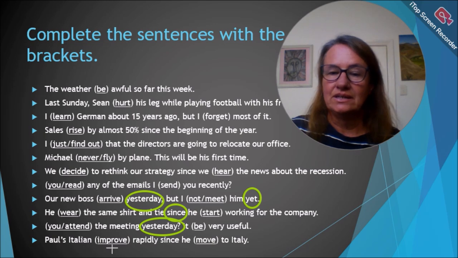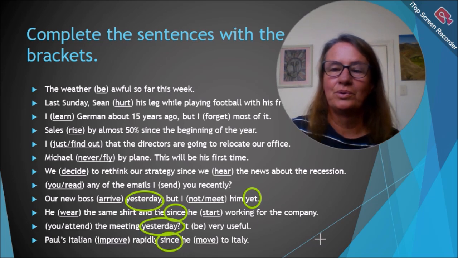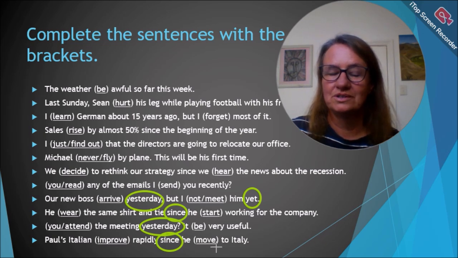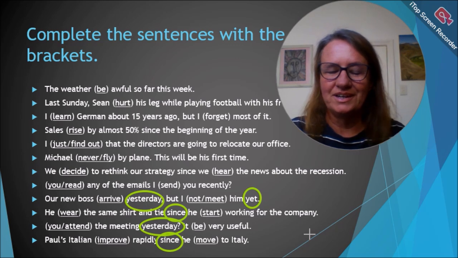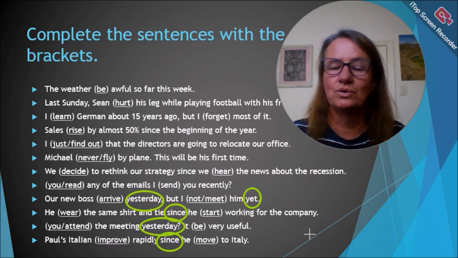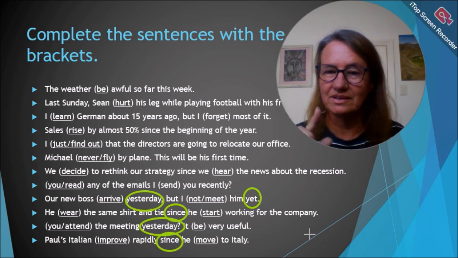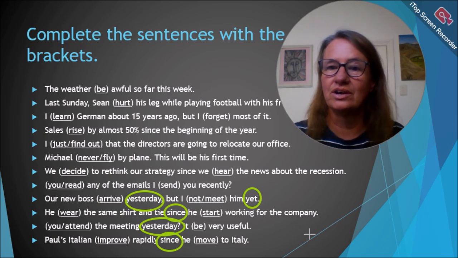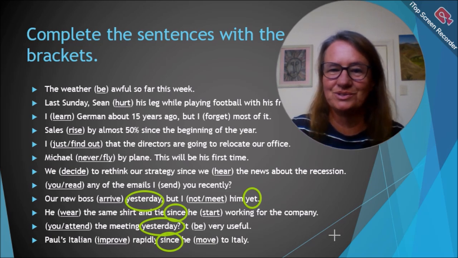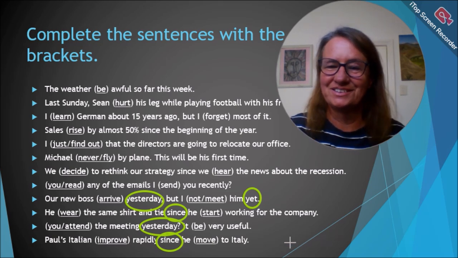Paul's Italian improve rapidly, means very quickly, since he moved to Italy. So I can hear you saying present perfect. So Paul's Italian has improved rapidly since he moved to Italy. I hope it's all becoming clearer for you. The important thing is to find those signal words. It makes it so much easier when we're speaking because we're already picturing the timeline in our head by using ago, since, yesterday, recently, telling us the verb to use. Right, let's continue to our next slide.